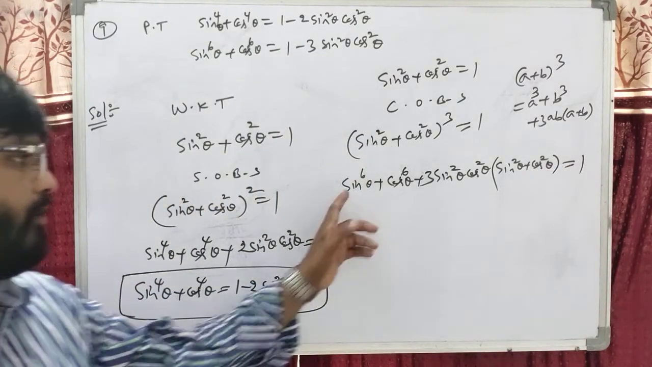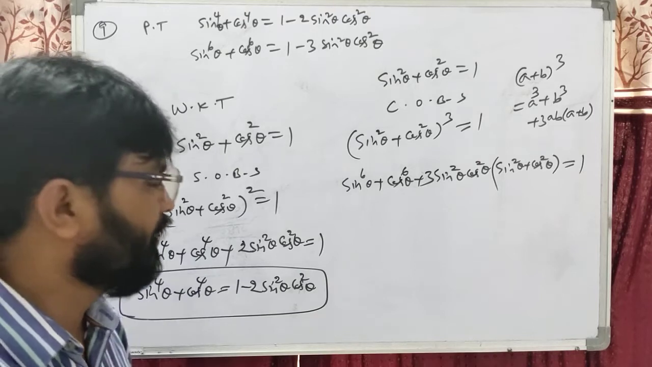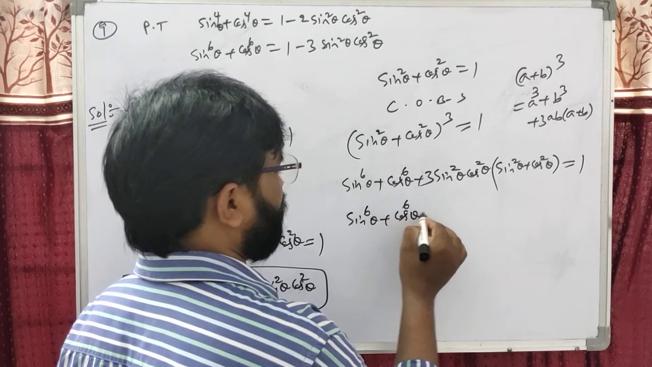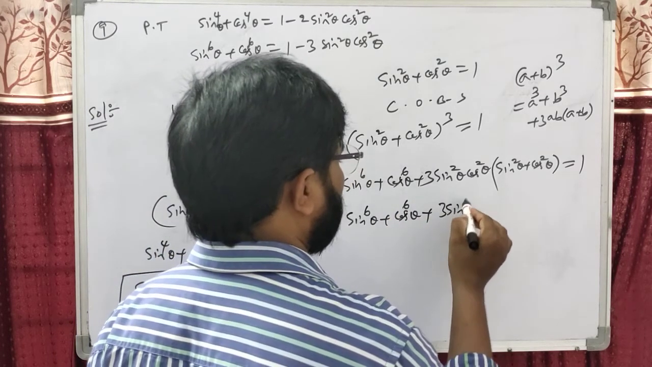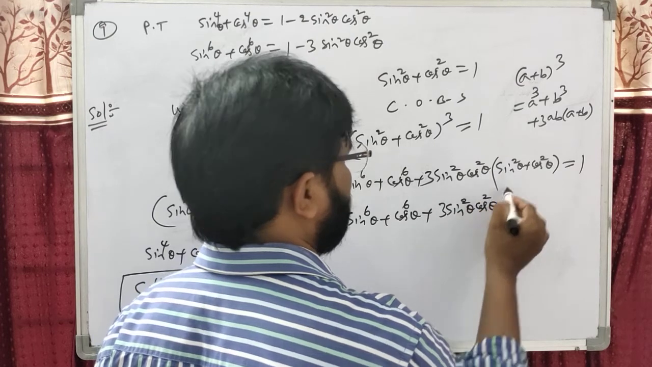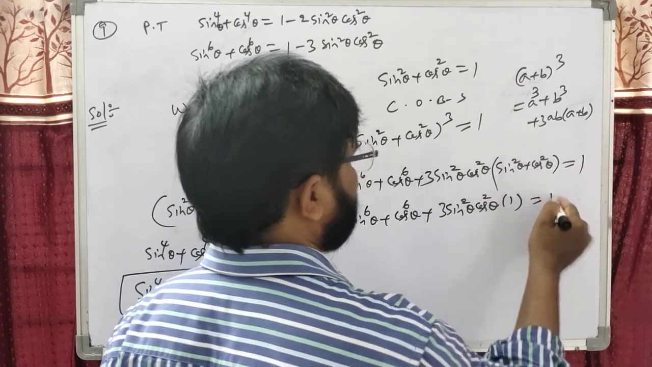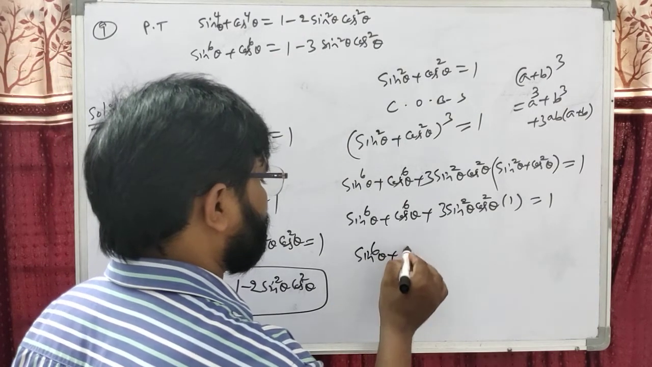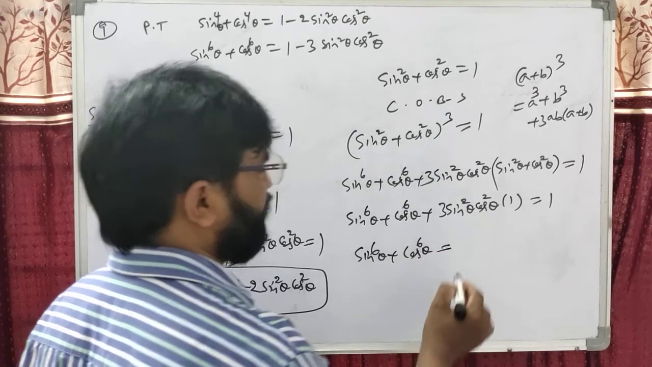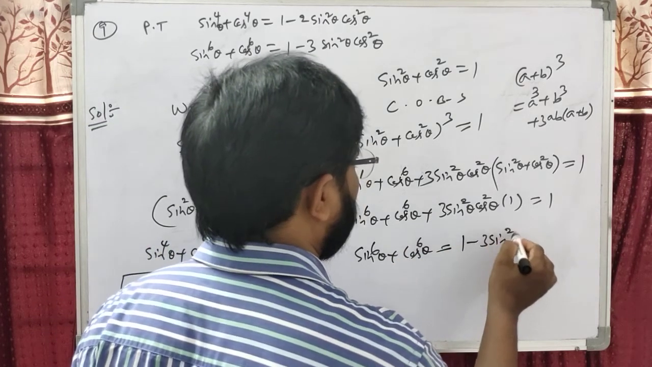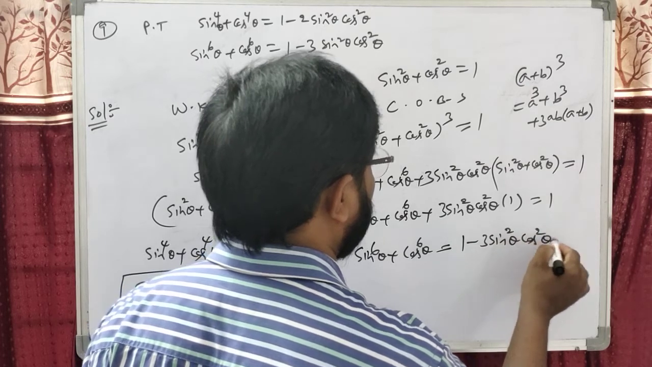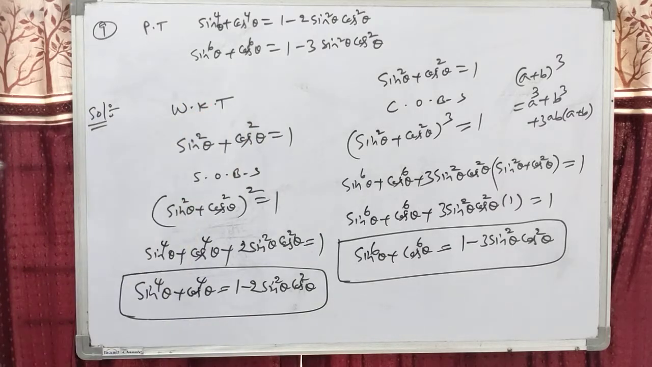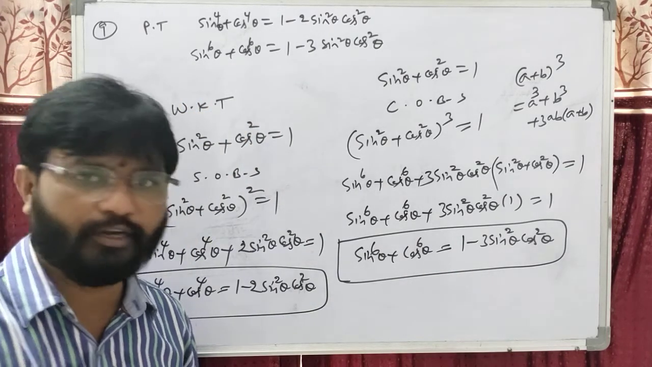Okay students, a cube plus b cube plus 3ab into a plus b. We can write this as sin power 6 theta plus cos power 6 theta plus 3 sin square theta into cos square theta, and this value a plus b equals 1, so that will be 1. How to write it, students? Sin power 6 theta plus cos power 6 theta we can write as 1 minus 3 sin square theta into cos square theta. Okay students, sin power 6 theta plus cos power 6 theta is 1 minus 3 sin square theta into cos square theta.